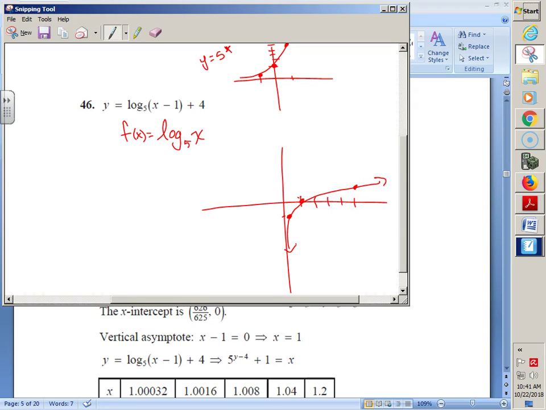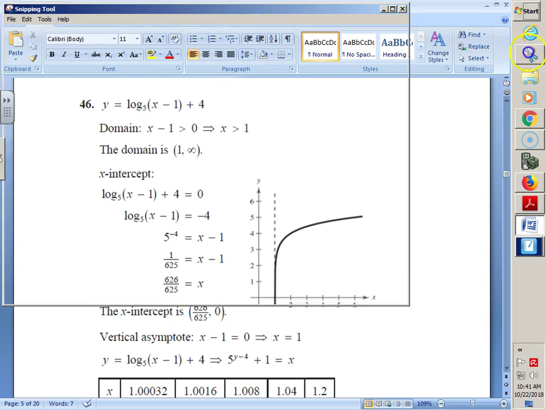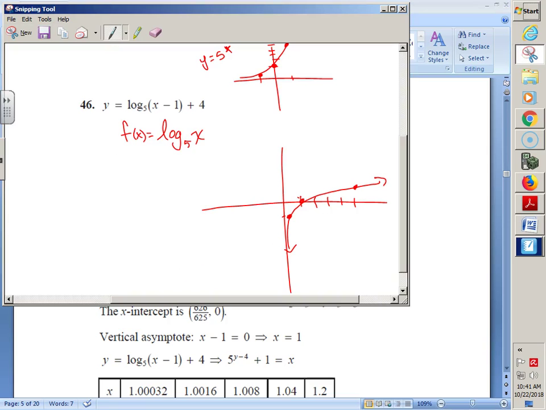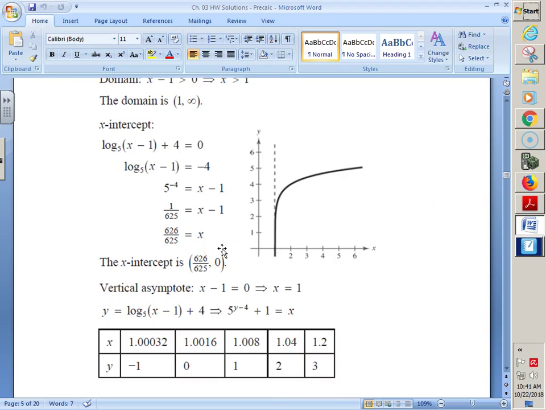And then what could you do with that guy to get your final graph? Shift it 1 to the right and 4 up. Does that make sense? So every logarithmic graph comes from being the inverse of every exponential graph, which is why in this right here, when I said you needed to get rid of the log base 5, you can do 5 to the power of both sides, which undoes based on that inverse property we were talking about on Friday.